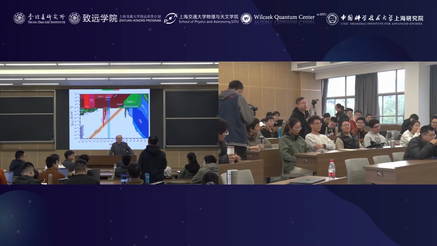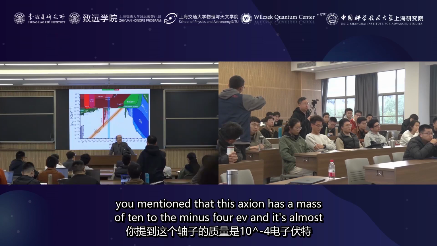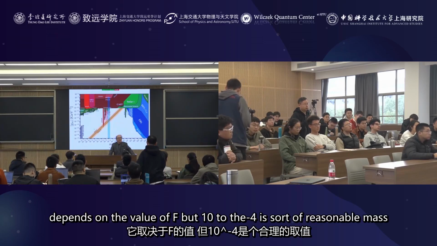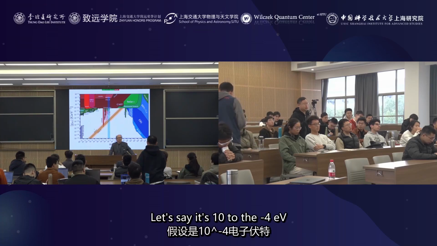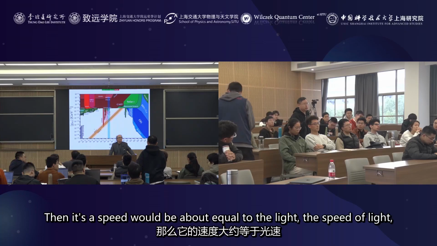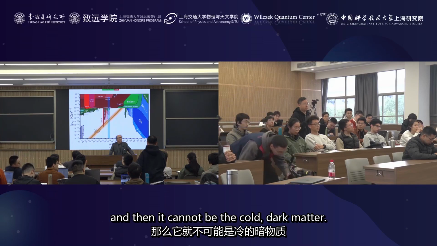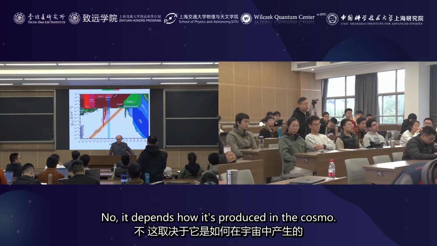The first question is, you mentioned that this axion has a mass of 10 to the minus 4 eV. It depends on the value of F, but let's say 10 to the minus 4 eV is a reasonable mass. That is almost the same mass as a neutrino. Then its speed would be about equal to the speed of light, and then it cannot be the cold dark matter. Oh, no. Well, it depends how it's produced.